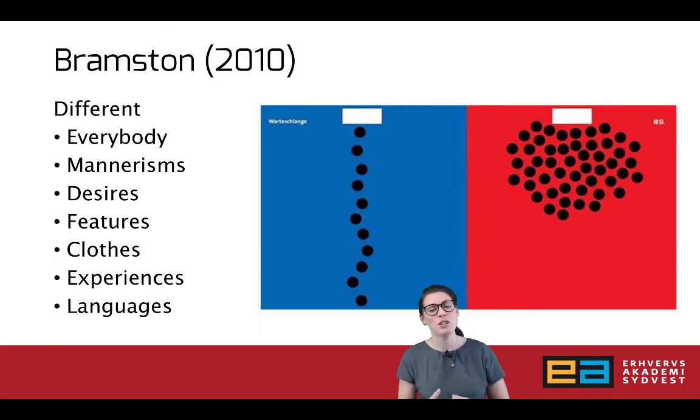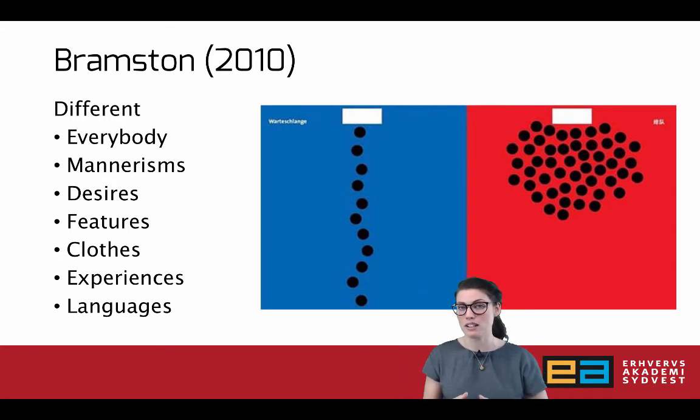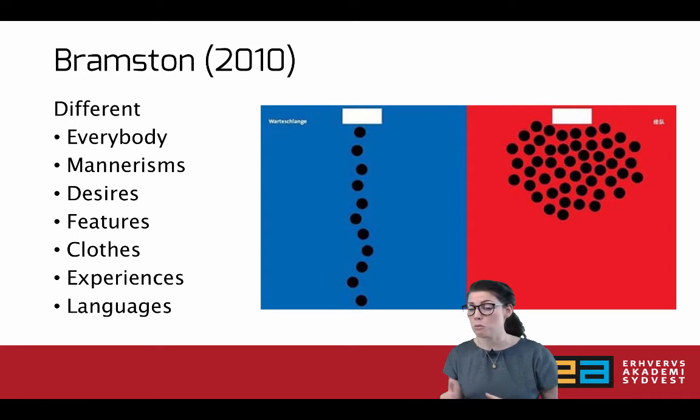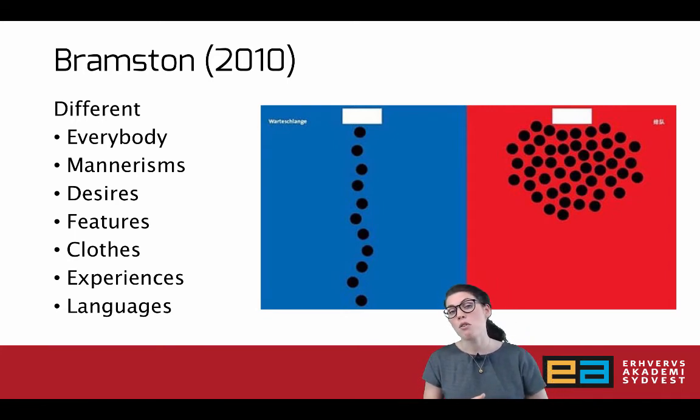Bramston, he is also talking about the differences between everybody. And when we look at cultures, the red side of the picture here is illustrating how people in China are standing in line, and the blue part of the picture is showing how German people are standing in line. Even though the solution is the same here, the human in Germany and the human in China both want to go to the counter, but they have totally different ways of doing it.